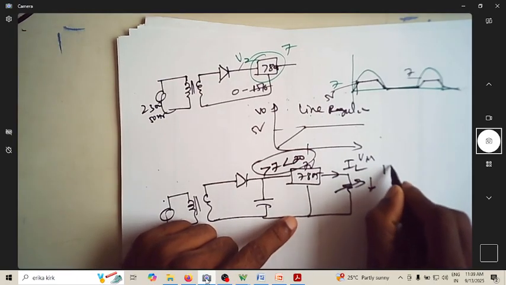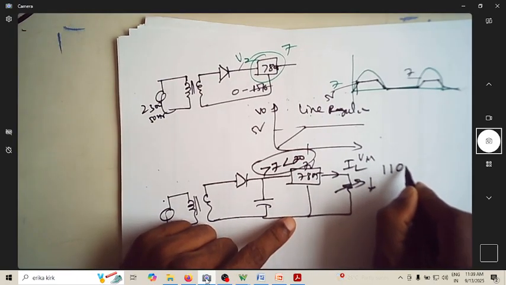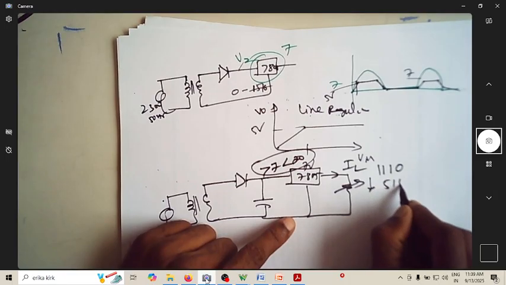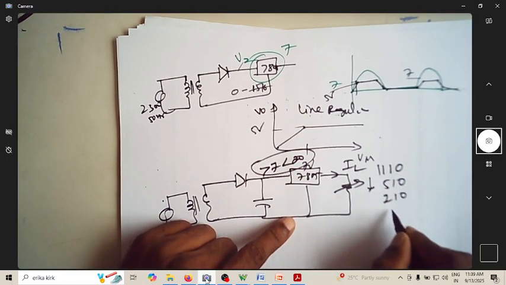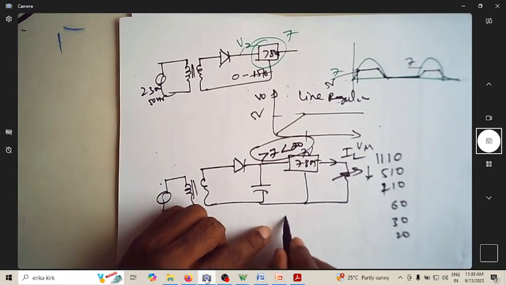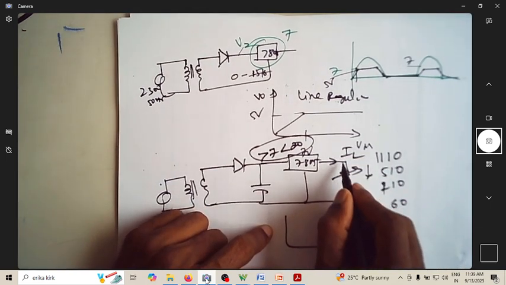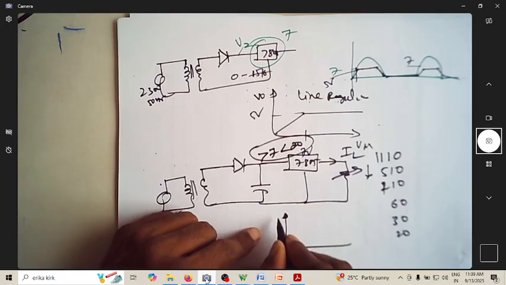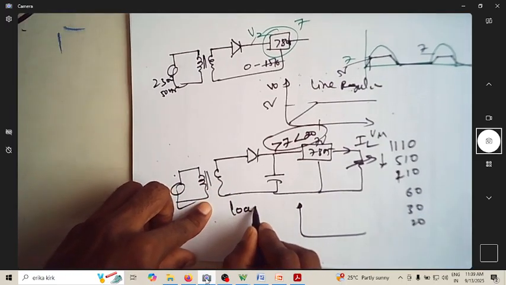So what we are doing is we are keeping the resistance as 1110, and then we make it 510, then we make it 210 or 110, then we make it 60 ohm, 30 ohm, 20 ohm. So when you are reducing the resistance, your IL keeps increasing. So now the graph of load regulation.